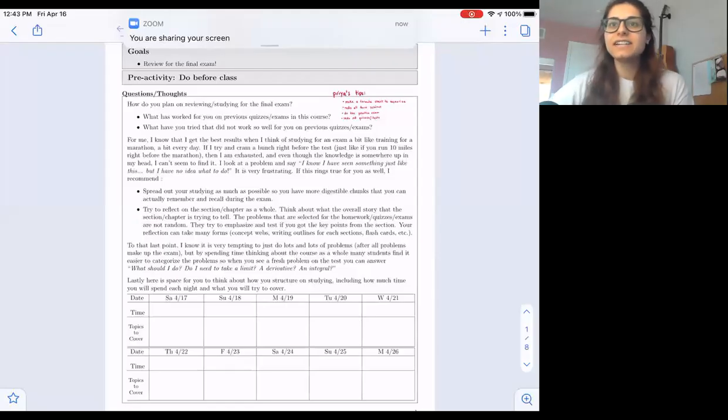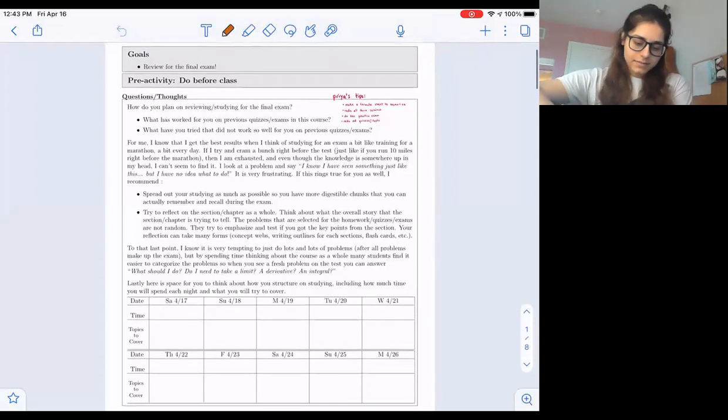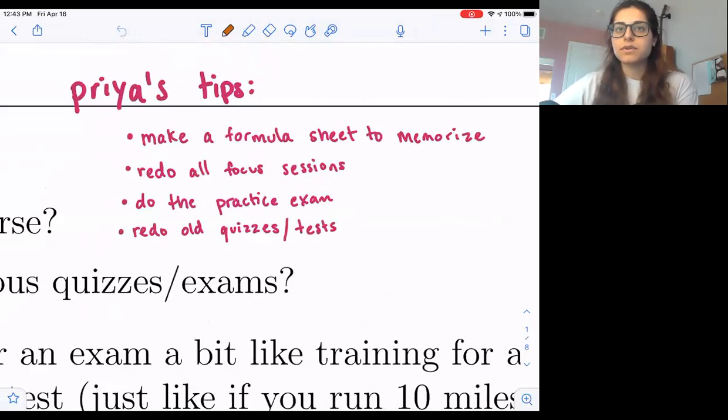Okay, so pre-activity, you do this before class or whatever. You can schedule out your days. There's some tips here. My tips are make a formula sheet. If you took Math 103 last semester, you could have had a formula sheet to use. But in this case, you don't have any open notes, but it still helps to make that sheet so you know what you need to memorize. So you can just memorize one sheet and then you're good to go.